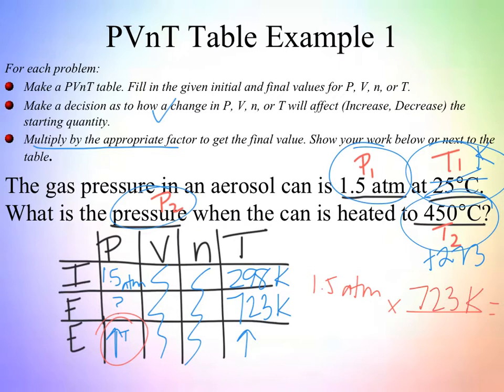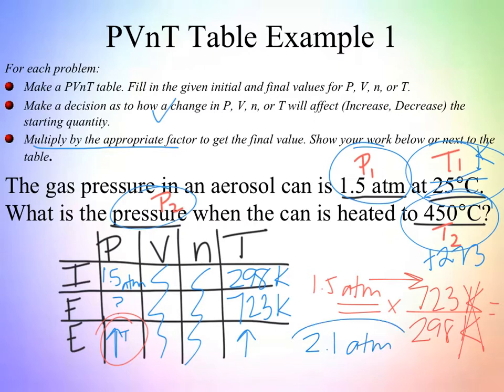So I'm going to put 723 Kelvin on top, 298 Kelvin on the bottom. Now notice our Kelvin units actually cancel, which is good because I started with pressure as my unit. I want to end with that as my unit. So to solve this, we multiply across the top and divide by what's on the bottom. So we do 1.5 times 723 divided by 298. When we round to two significant figures, we will get 2.1 atmospheres.